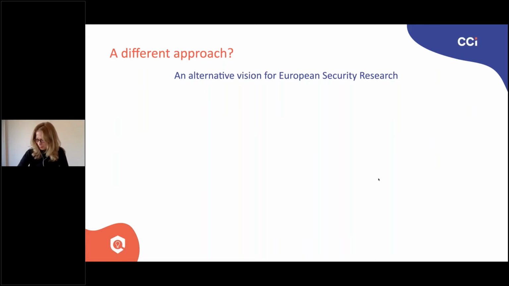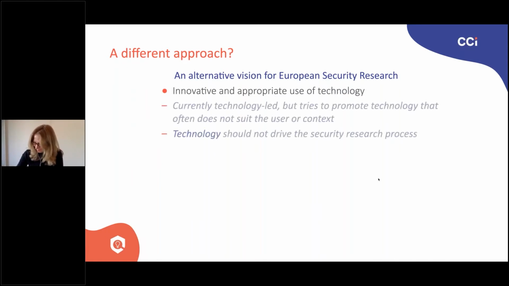So there is an alternative vision for European security research, which looks at innovative and appropriate use of technology. We think that currently there's a number of very technology-led schemes that tend to promote technology that doesn't actually suit the user or, in some cases, the context. And in fact, we believe strongly that technology shouldn't be driving the security research process.